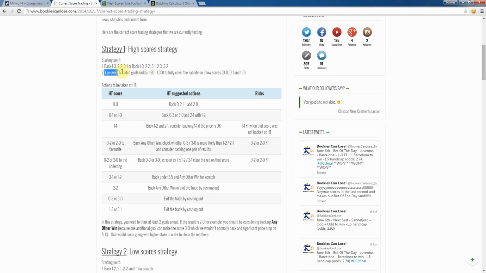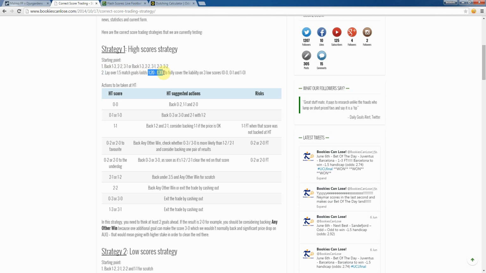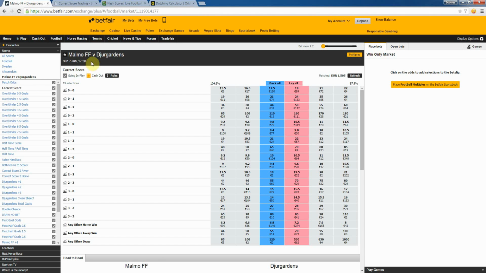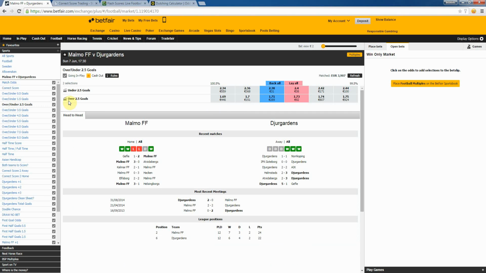But we also lay the over 1.5 match goals market. This is an insurance bet. The odds for that are very low, and we are covering our liability on the 3 low scores: 0-0, 1-0, and 0-1. So let me give you an example. This Swedish game, you can see that the price offered for over 2.5 goals is 1.71. So bookies expect this to go over 2.5 goals, and also bookies expect both teams to score. You can see that they are paying less money for that selection.